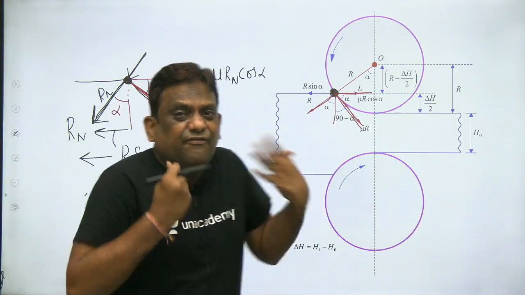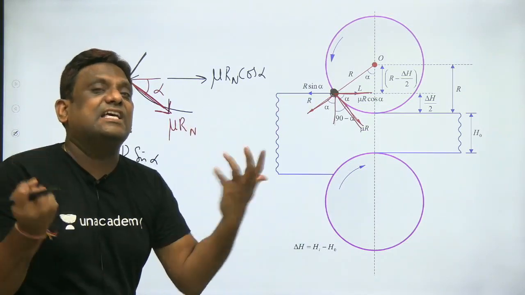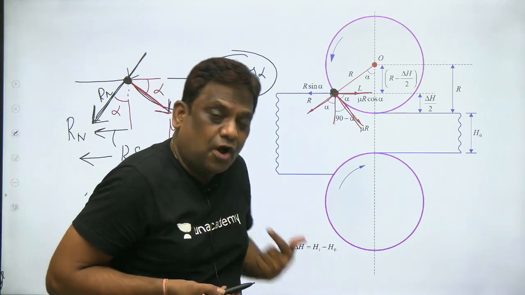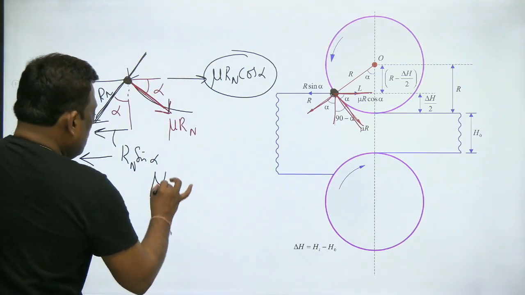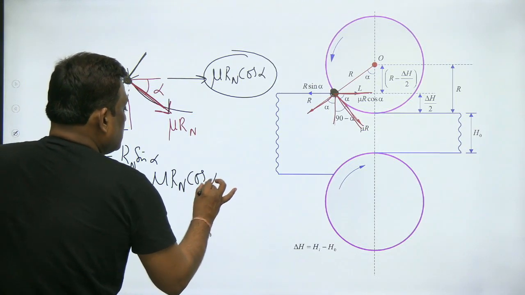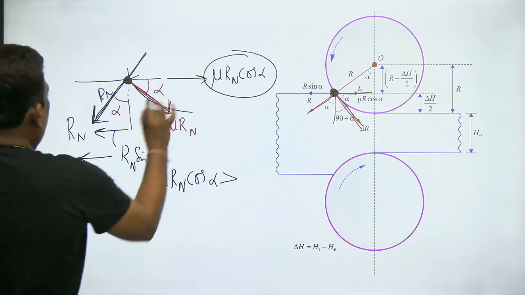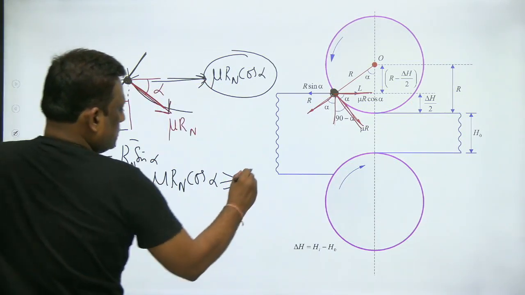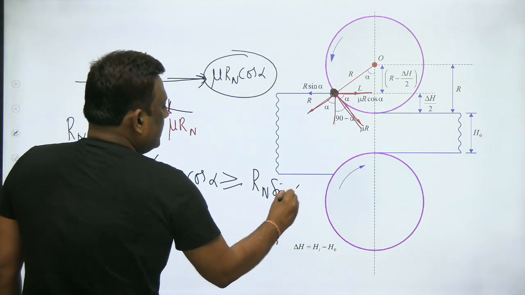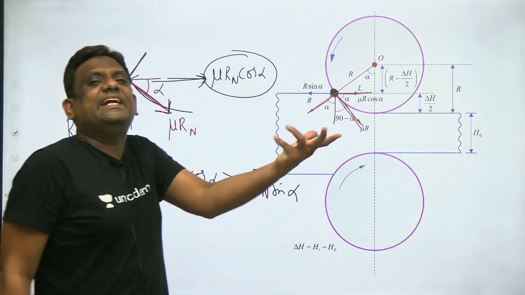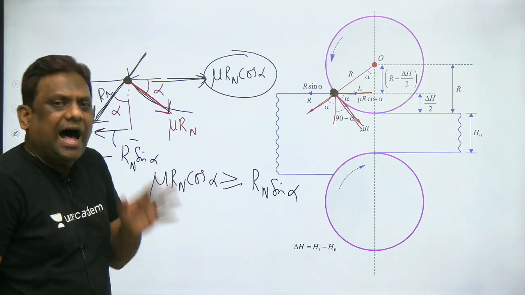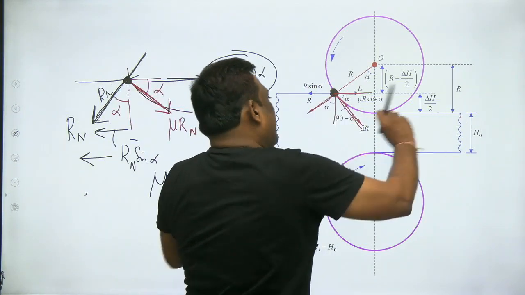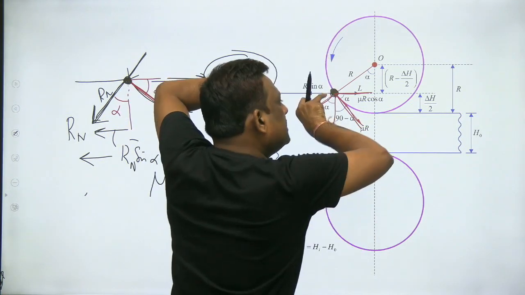Now tell me, for self entry, to go in by itself, what is necessary? This force, that is why I am saying friction is used in deforming. So mu Rn cos alpha must be greater than or equal to, look, this is rightward and this is leftward, so Rn sin alpha. This should be more, then only it will. The limiting condition is what? Equal. I am telling about the limiting one. Otherwise this has to be more than this. So if this is more compared to this, what is this? Rn sin alpha. What is this? mu Rn cos alpha.